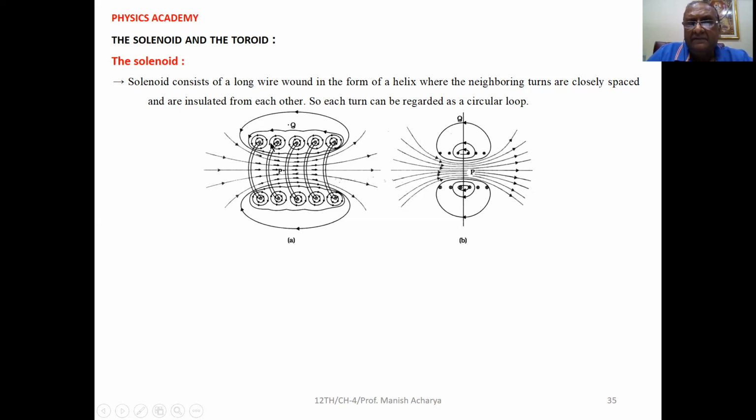Outside, when the solenoid is a short one, the direction of the magnetic field for these consecutive turns is the same. So if we take the vector summation of all these, then the resultant magnetic field will be in loop form as shown in this figure. But if we consider a solenoid that is infinitely long, then in that case, outside it the magnetic field will be zero.